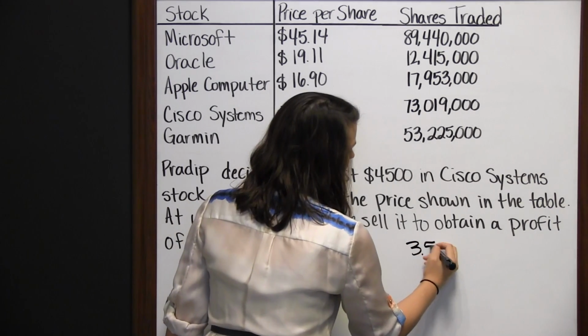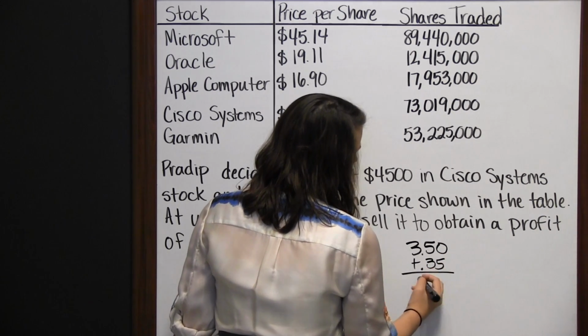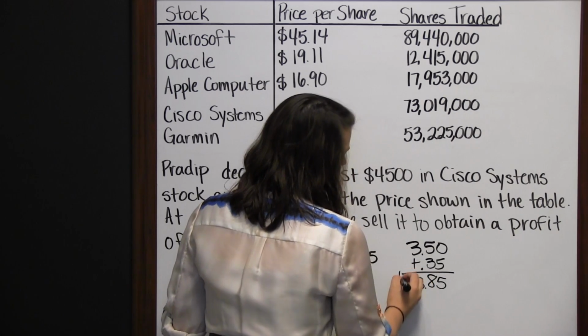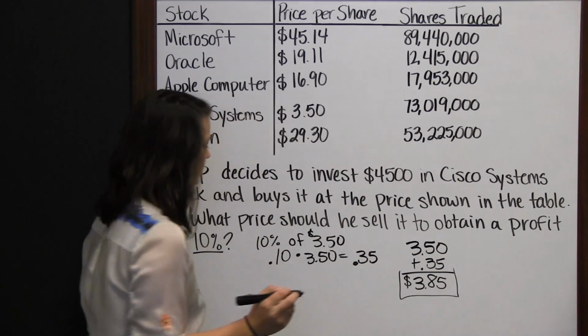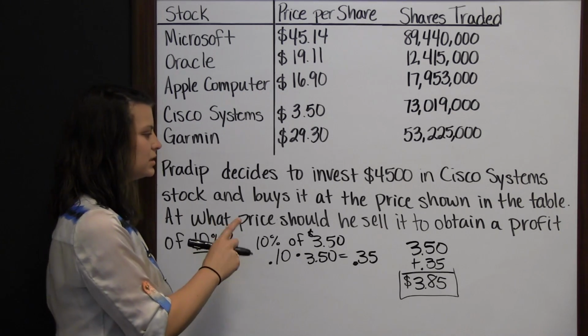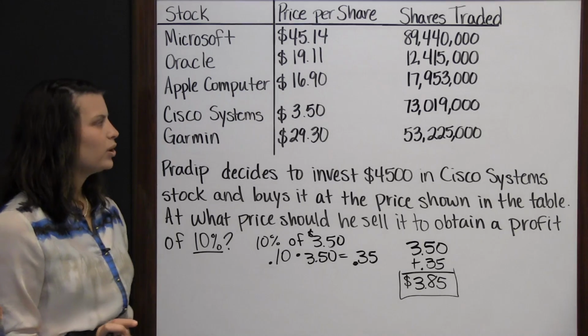So $3.50 plus 35 cents is $3.85. So in order to make a 10% profit, he needs to sell his stock at $3.85 per share.